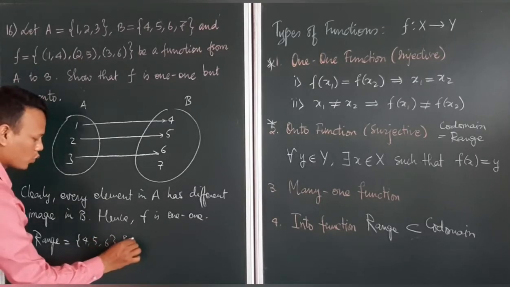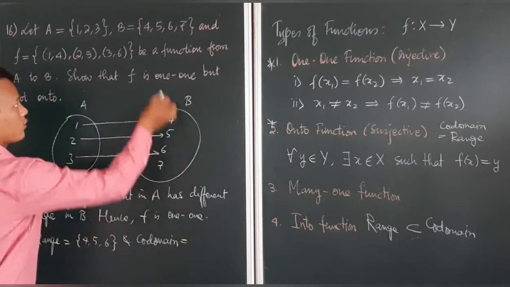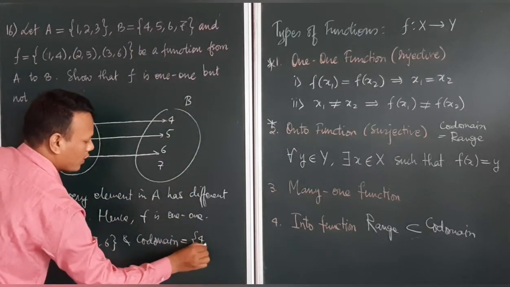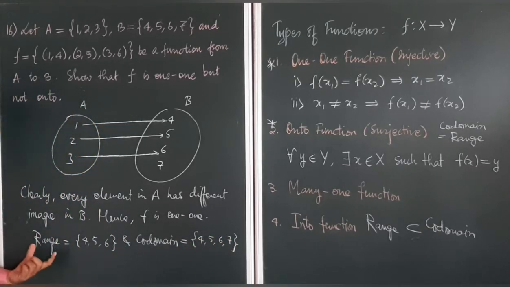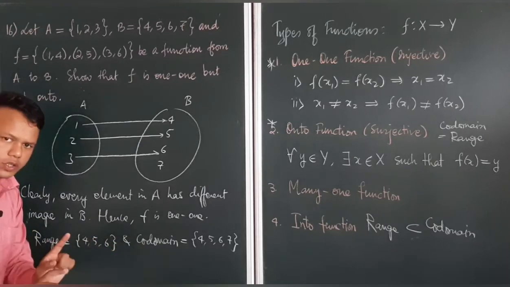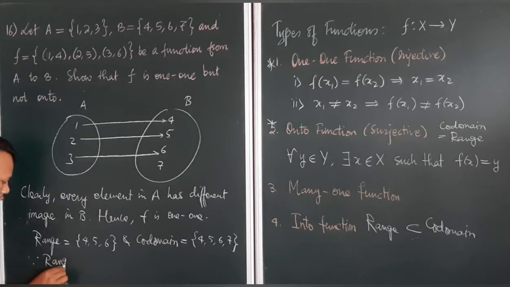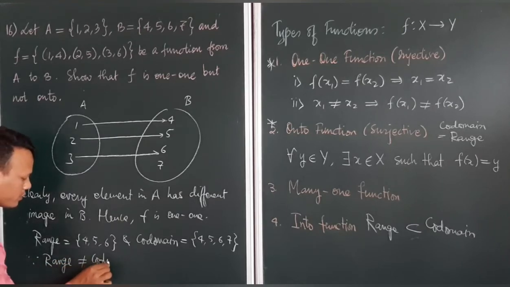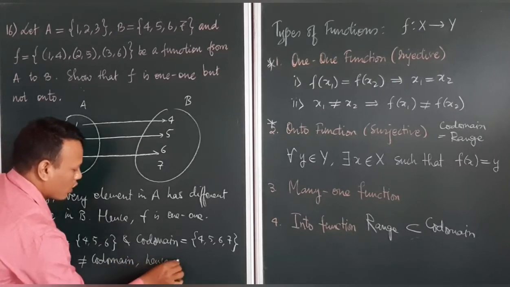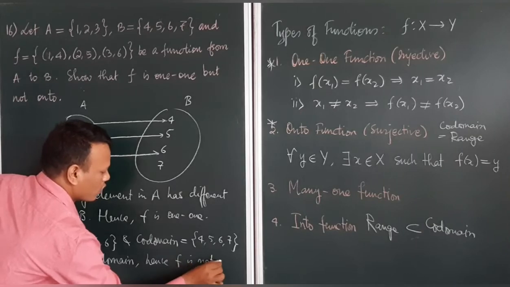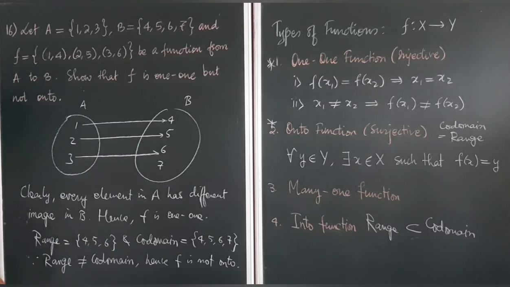And what is codomain? Codomain is the whole set B. And what is set B? It is 4, 5, 6, 7. Now clearly we see that range and codomain are not equal, isn't it? So since range is not equal to codomain, hence f is not onto. Alright, so pause the video and note it down.